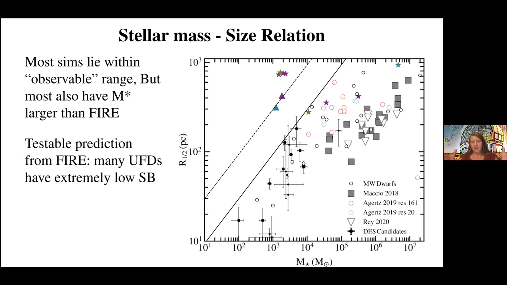The triangles are satellites, so they may have been stripped by their hosts, or that just might be some sort of contamination issue. But the point is, my simulations predict these really puffy things that we can't see, and they should be everywhere.